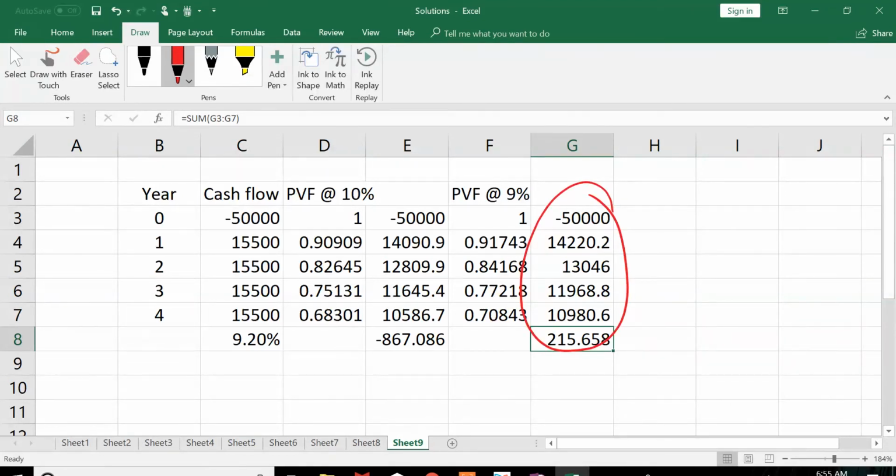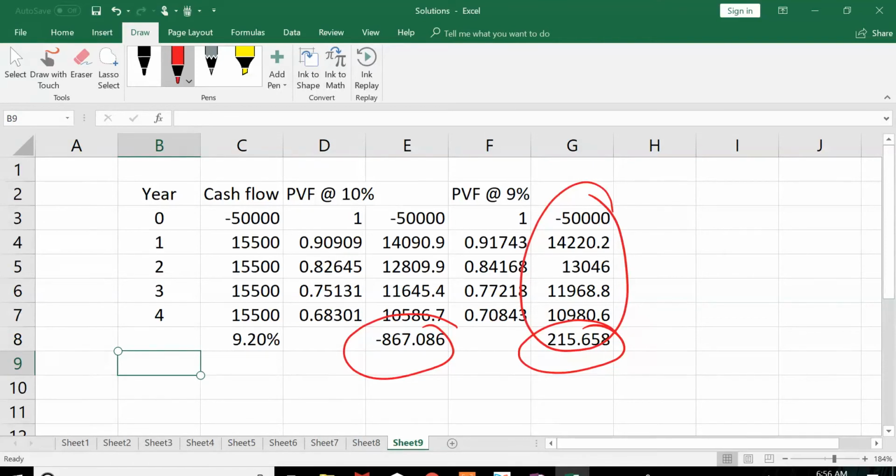At 9% we are getting positive NPV. The NPV is 215.658. At 10% we are getting a negative NPV of 867. So in one case we are getting positive NPV, in the other case we are getting negative NPV. IRR is somewhere going to be closer in between this. That's why we need one positive NPV and one negative NPV.